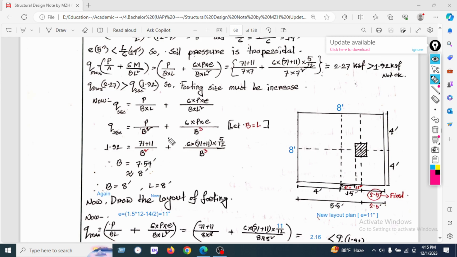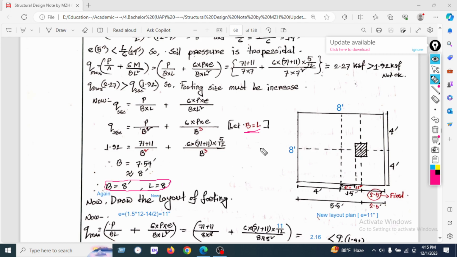We have put this value. Remind that here B into L we have put as the same value. L is 7 feet and B is 7 feet. That's why we have put in the value B square and B cube. Okay, and we have found 7.58 feet, which is nearly 8 feet by 8 feet. Now our footing's new dimension is 8 feet by 8 feet.